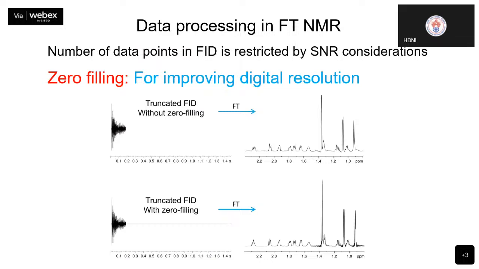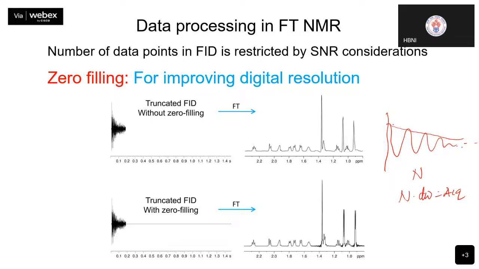The number of data points in the FID is restricted by signal to noise considerations. What do I mean by that? If I collect the FID like this, depending upon the number of data points n times dW is equal to the acquisition time, and the signal is decaying like this. Suppose I keep on collecting data beyond this to increase the acquisition time, to increase the resolution in the spectrum, because the resolution is inversely proportional to the acquisition time. If you keep on collecting the data more and more like that, I increase the acquisition time, but then I'm collecting only noise after that.